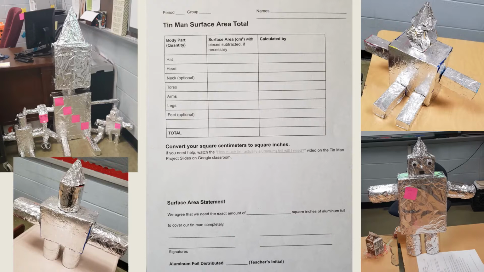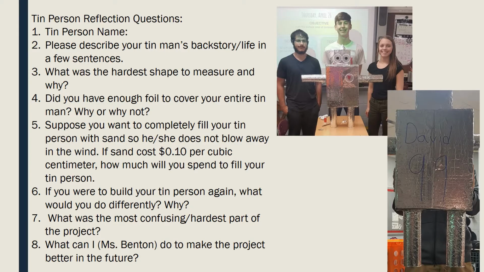So at the bottom of this, they have to write a statement of what they agree, their whole group agrees is the amount of foil they need to accurately cover their 10 person. To end, I always have students answer these reflection questions, and these reflection questions are what they're going to present about. So one of my students' favorite parts is they have to first name their 10 person, and then they get to describe their 10 person's background or life story in a few sentences.